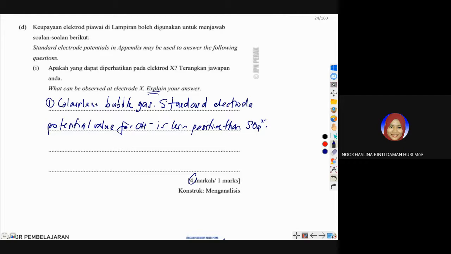We will choose whichever one is less positive. So that means hydroxide ion is, as in the textbook, a stronger reducing agent than sulfate ion. There must be a comparison. Your answer must show the comparison. Lastly, hydroxide ion is selected to be discharged.